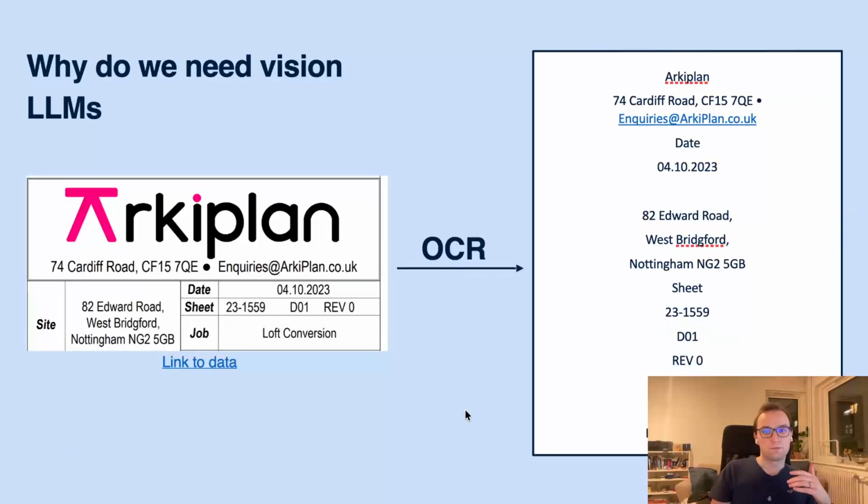So, yeah, I'm coming back to this example again because I think it's really interesting why we need vision LLMs. As I covered earlier, the word site does not belong to 82 Edward Road anymore. It's lost the context. This is why we need vision LLMs, because they wouldn't lose this context. They would use the image directly, and they would know that site belongs to 82 Edward Road, and you wouldn't have this challenge that we now have because we did OCR plus LLM.